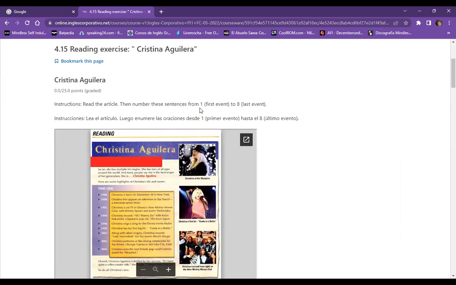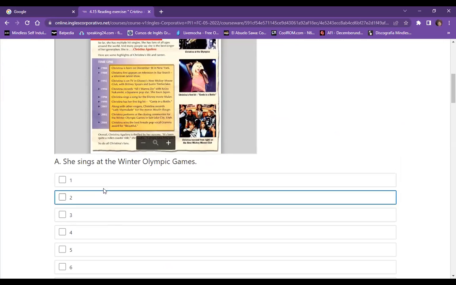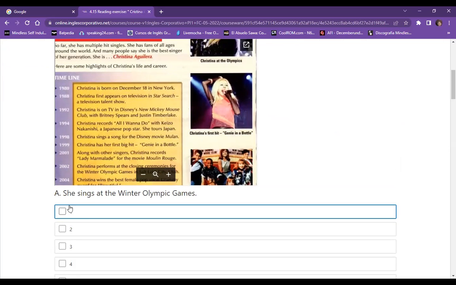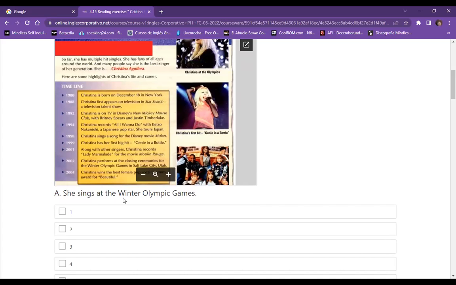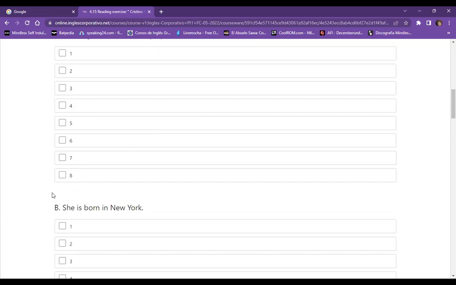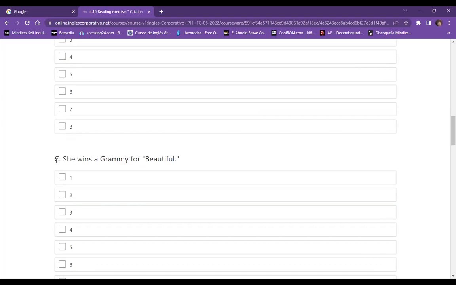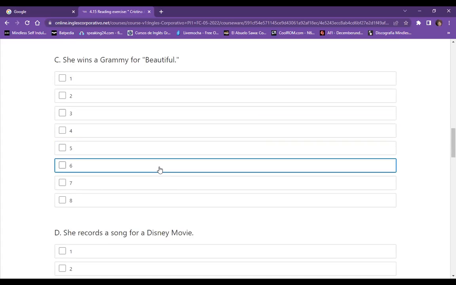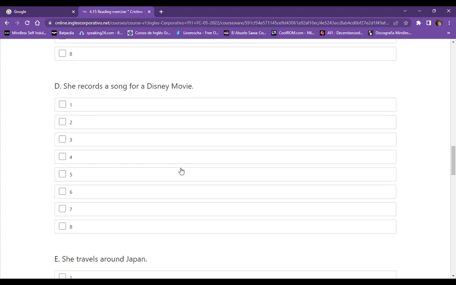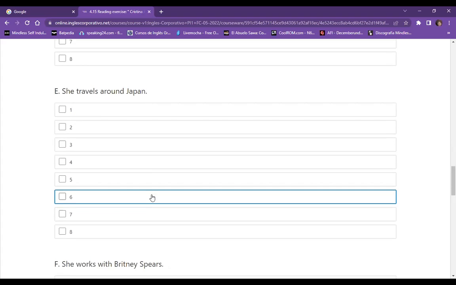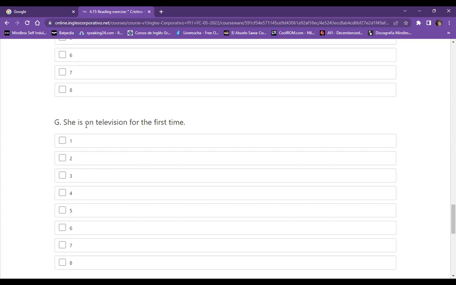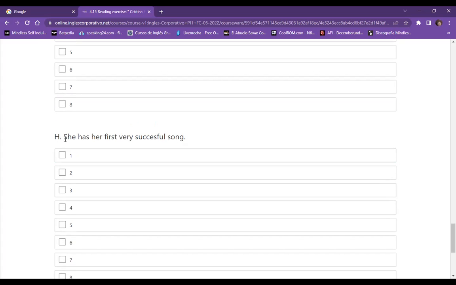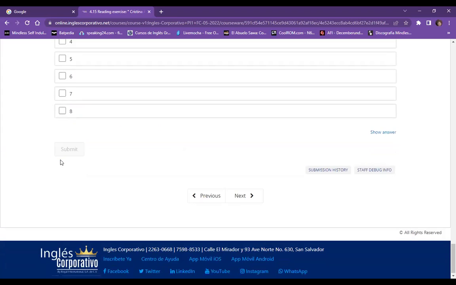Read the article, then number the sentences from the first event to the last event. Vamos a leer el artículo y vamos a enumerar las oraciones. This is the first one: she sings at the Winter Olympic Games. The second one, she is born in New York. Third one, she wins a Grammy for Beautiful. She records a song for Disney. This is number four. Number five, she travels around Japan. Number six, she works with Britney Spears. Number seven, she is on television for the first time. Number eight, she has her first very successful hit song.